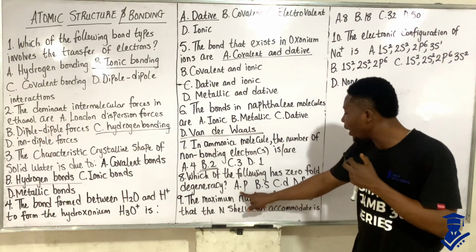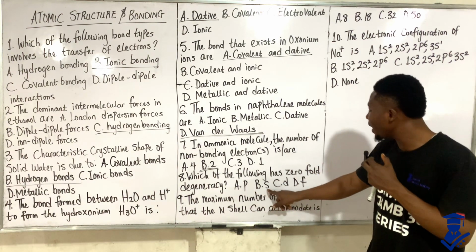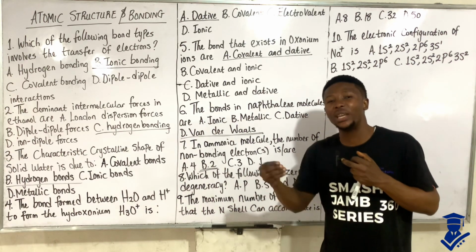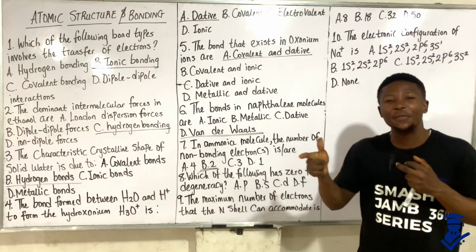Now we have option A, P. We have option B, S. Option C, D, and option D, F. Which is the SPDF? That means the sharp, principal, diffuse, fundamental.